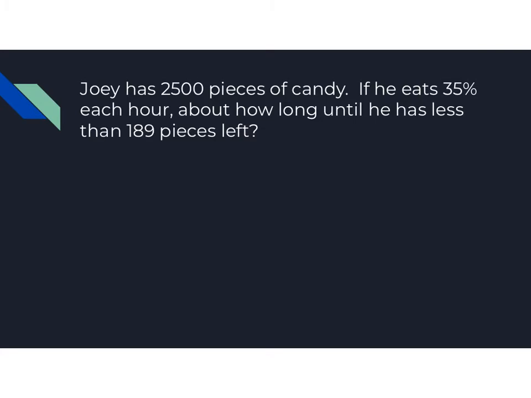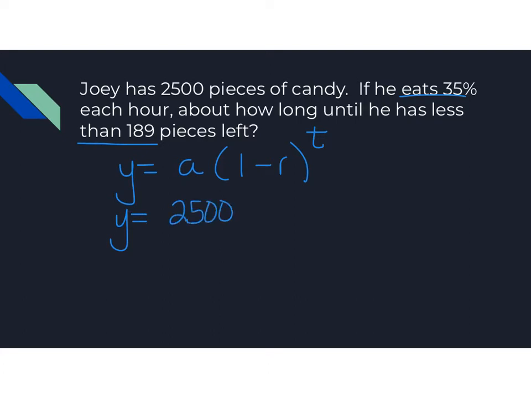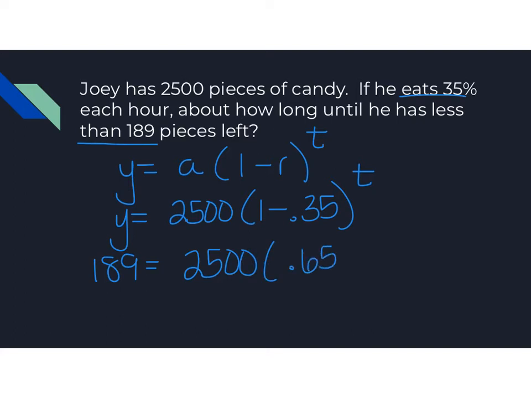For our next example, we have Joey, who has 2,500 pieces of candy. He's eating 35% each hour. How long till he has less than 189 pieces left? Again, we're talking about eating or consuming, so we're going to use the equation 1 minus r to the power of t. A is your initial population of 2,500, and we're doing 1 minus our 35% to the power of t. This time we're trying to figure out when there's 189 pieces left, so we're actually solving for time.